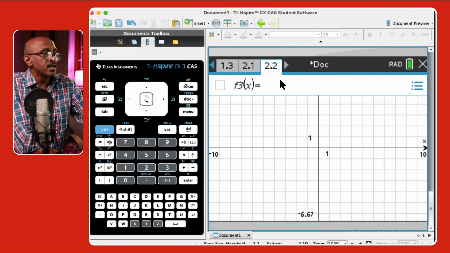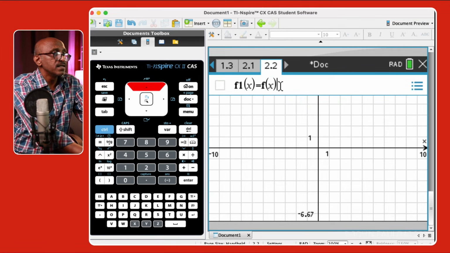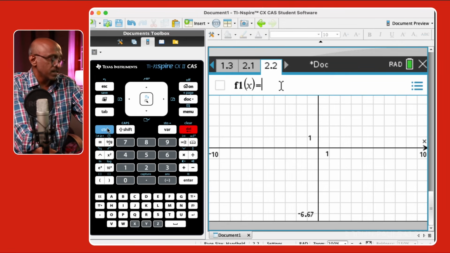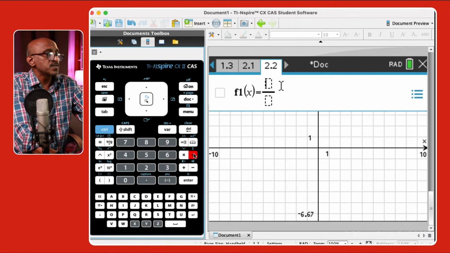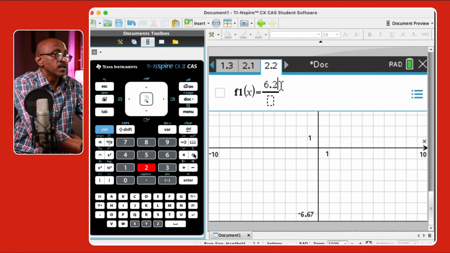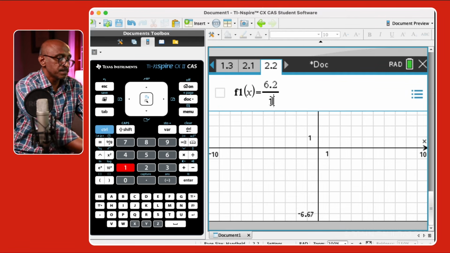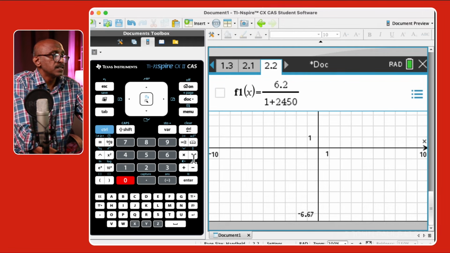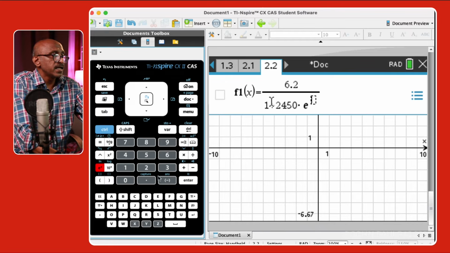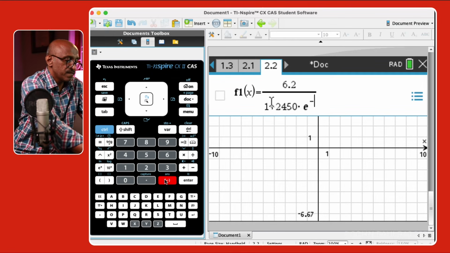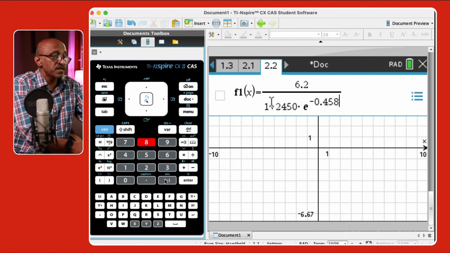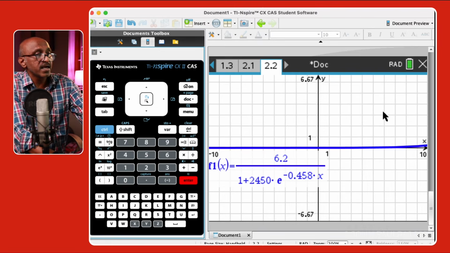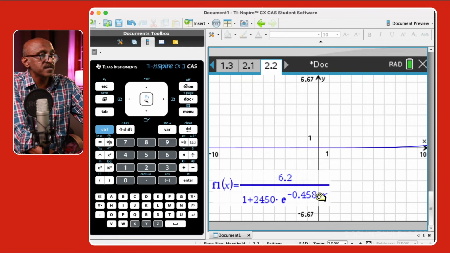Add a graph page, and do we have something here? Let's change that to this expression. This is 6.2, and here I have 1 plus 2450 times e to the power of negative 0.458, and don't forget we're using X, okay? I'll just make sure that I have an X. And there's a graph that's drawn, and don't worry, it's kind of skewed right now.